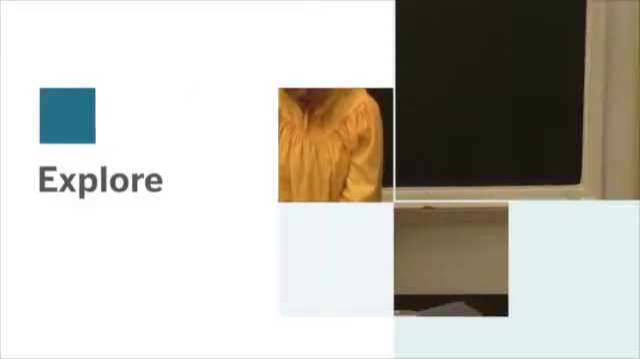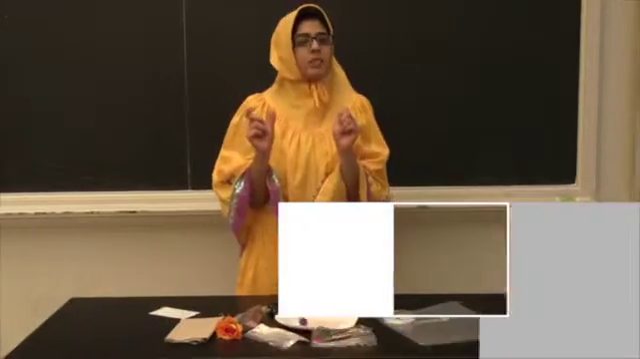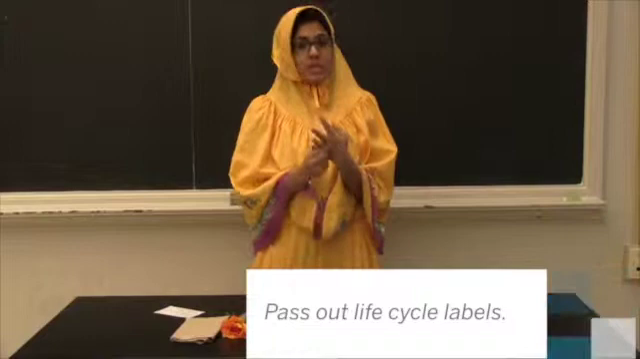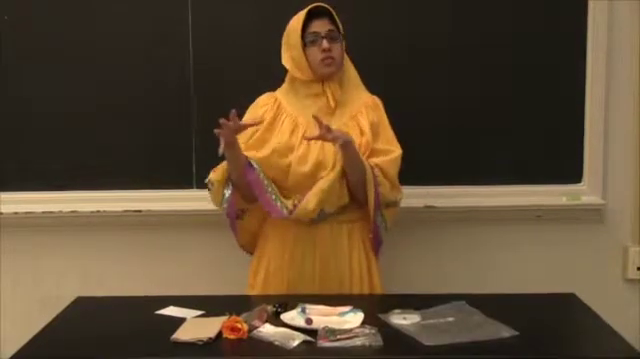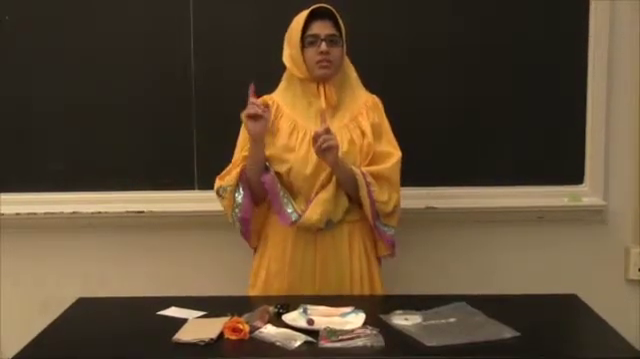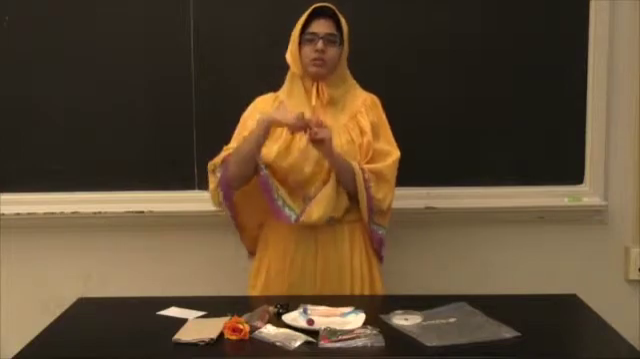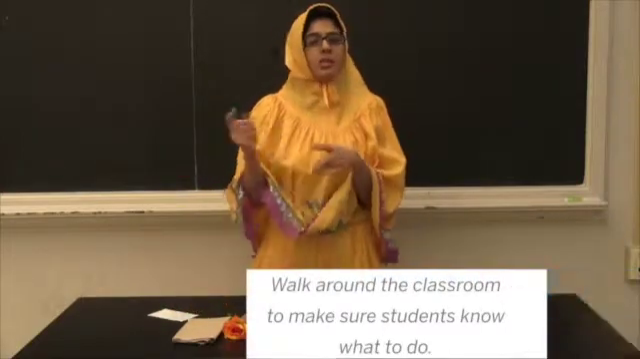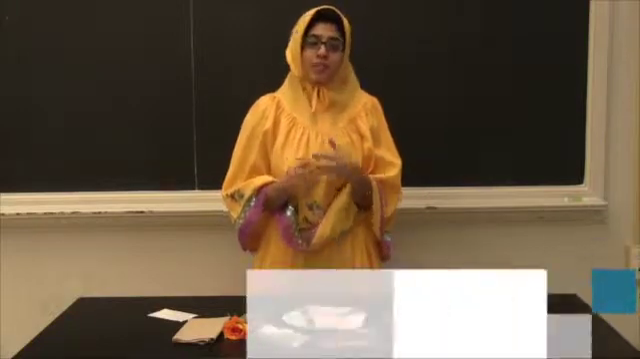And then with the explore, we're going to start by giving little life cycle labels of the different bees. So you'll have the egg, the larva, the pupa, and the adult. So in groups of 4, each student is going to get one label, and then they're going to have to order them accordingly. After that, you're going to pick those up, and then you're going to give them job roles.